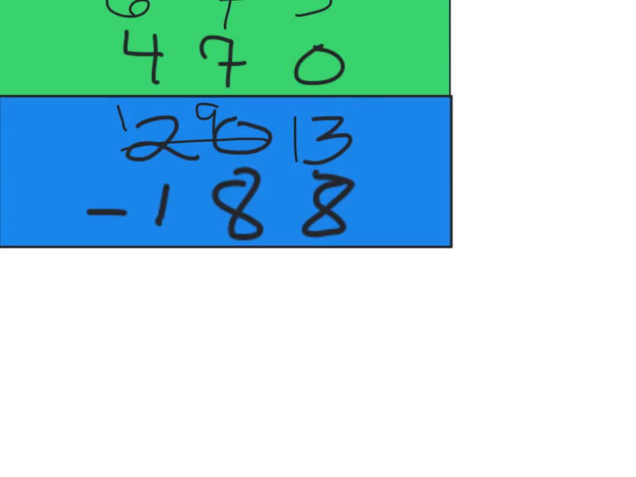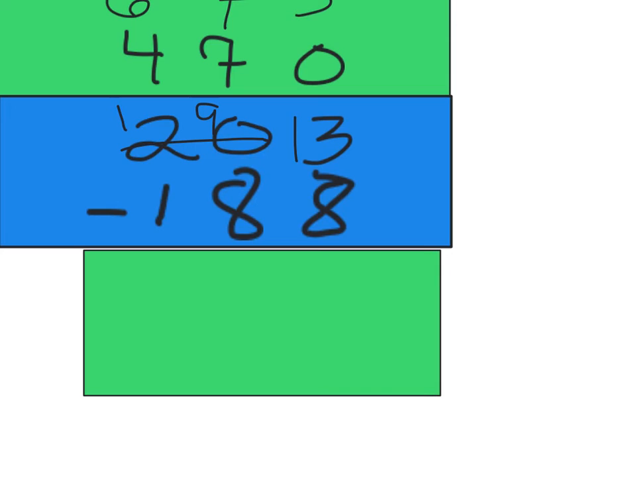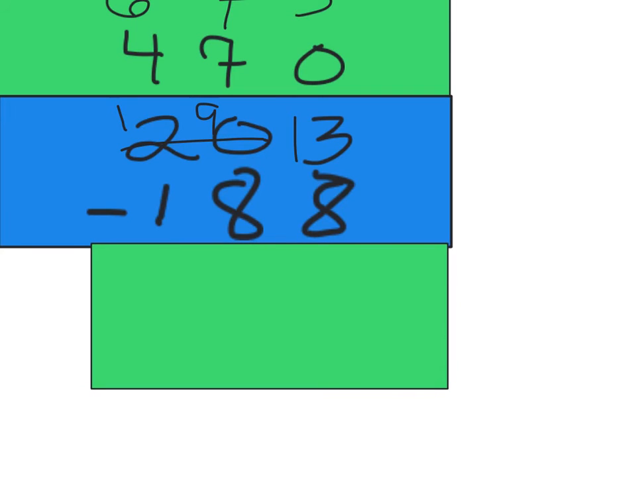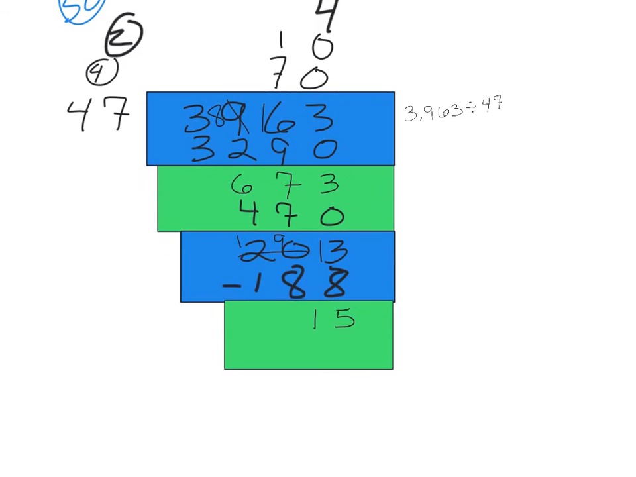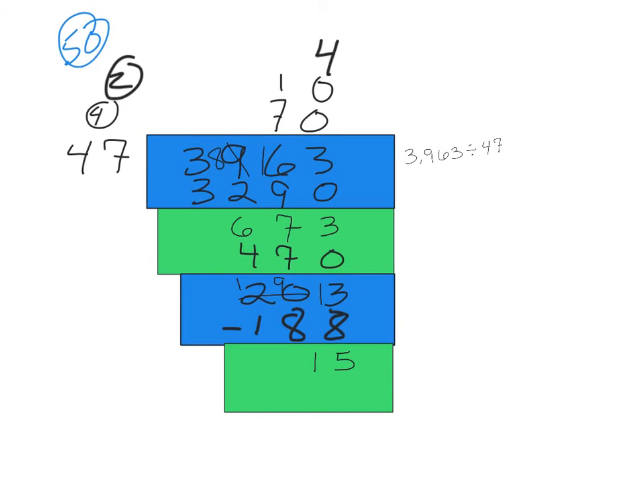So let's go ahead and make our next area box and plug that there. And 13 minus 8 is going to give me 5. 9 minus 8 is going to give me 1. And 1 minus 1 zeroes out. So let's take a look at what I've got here. And if you notice, the 15 is smaller than the 47, so this is going to be my remainder, right?